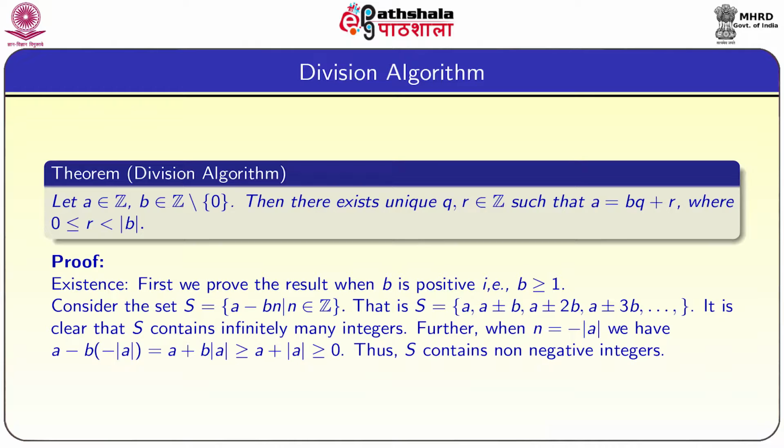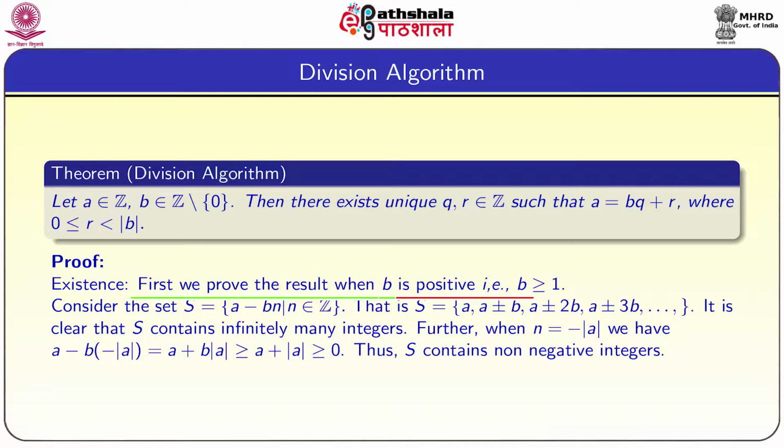If you look at the statement, the hypothesis is very simple. We are just giving two integers a and b not equal to 0, then the rest follows, that is, there exist unique integers q, r satisfying a is equal to b q plus r and 0 is less than or equal to r is less than mod b. So, we will now see the proof of this one. First we will see the existence.